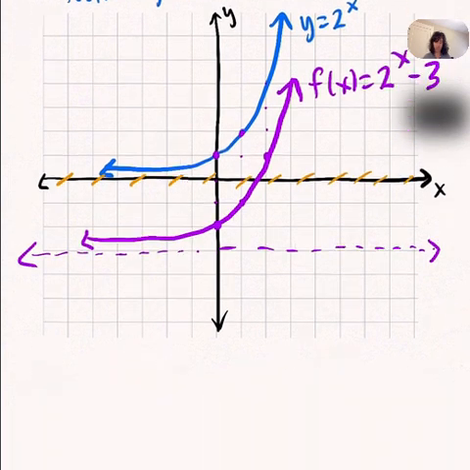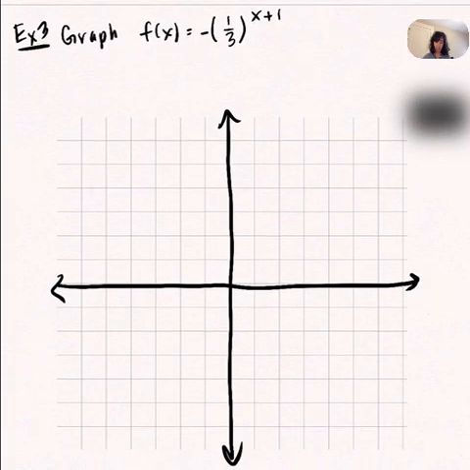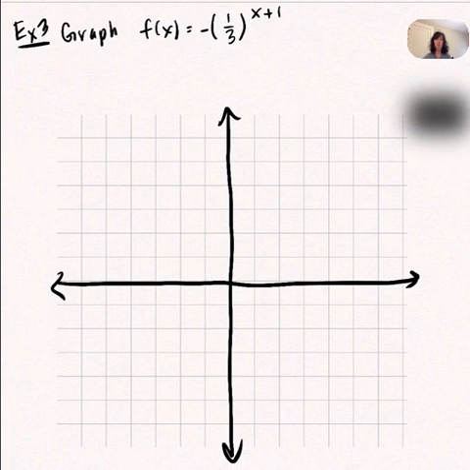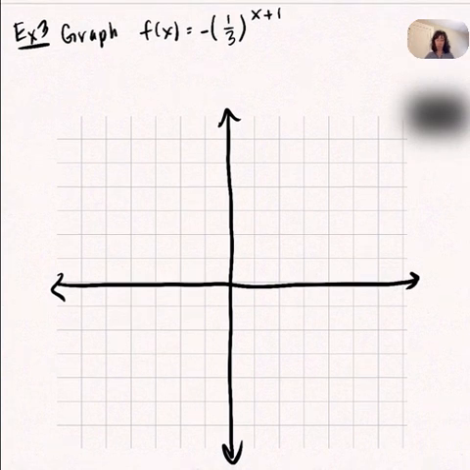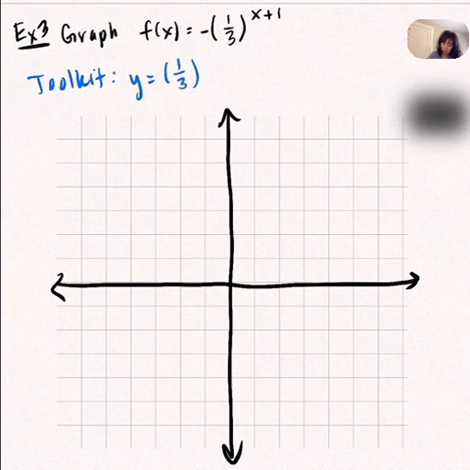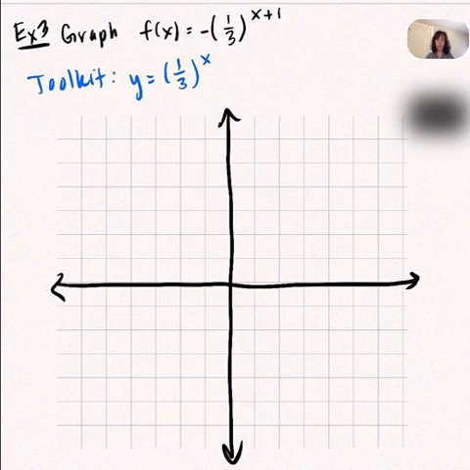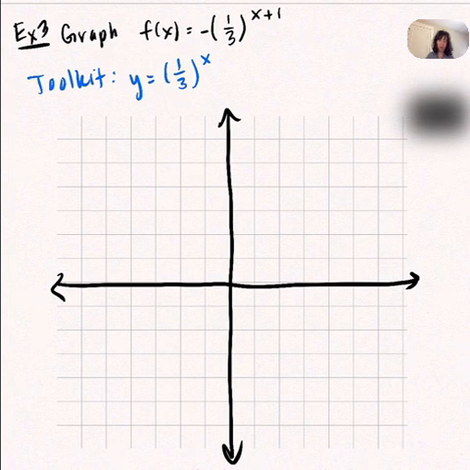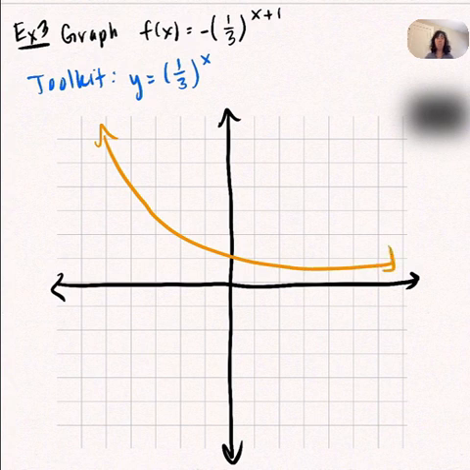Okay, let's look at another example. We're going to try to graph f of x equals negative (1/3) to the x plus 1. So for this one right here, our toolkit function is, so the toolkit is y equals (1/3) to the x. Now we know the general shape of an exponential function when the base is less than 1 goes the other direction. So by that I mean it's going to look something like that. It looks something like that.